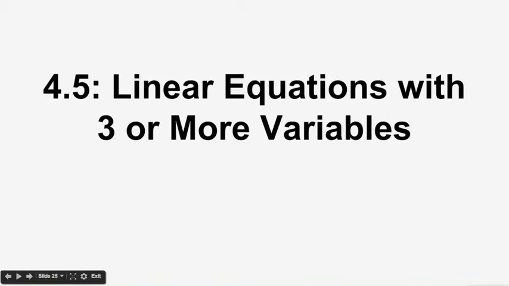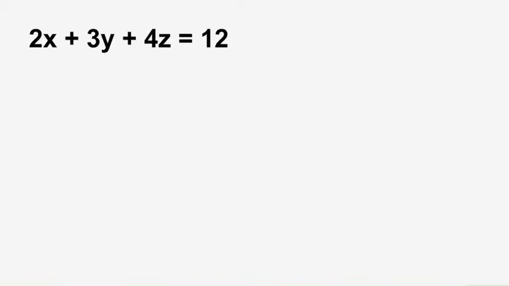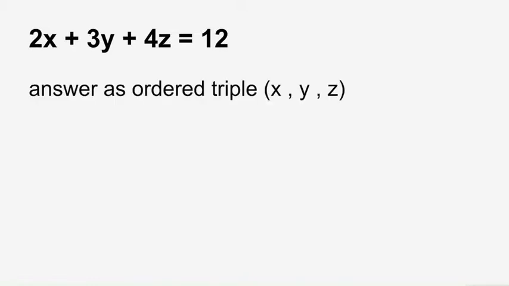Chapter 4.5 is on linear equations with 3 or more variables. If we have the equation 2x plus 3y plus 4z equals 12, you express your answer as an ordered triple in alphabetical order, so x, y, z. An example for this would be 4, 0, and 1.